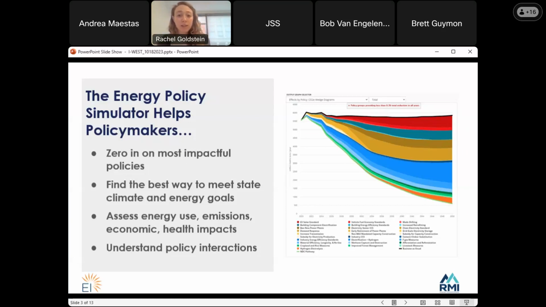So to do this, typically we first create a business as usual scenario using a variety of reputable national and state level data sources. And with that, we're able to create a projection of emissions. So on this graph here, it might be a little hard to see, but at the top, there's a black line, and that indicates the business as usual scenario.